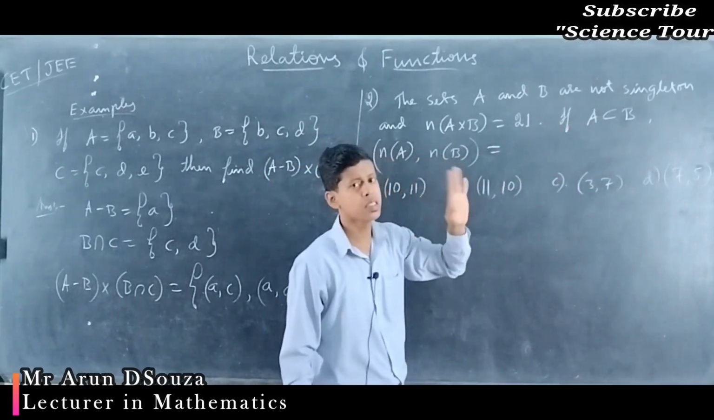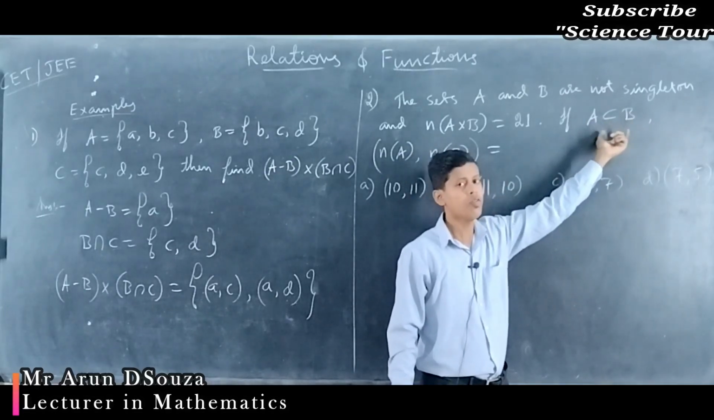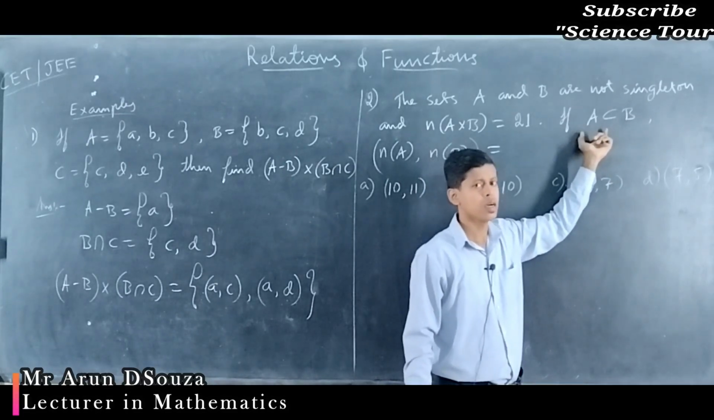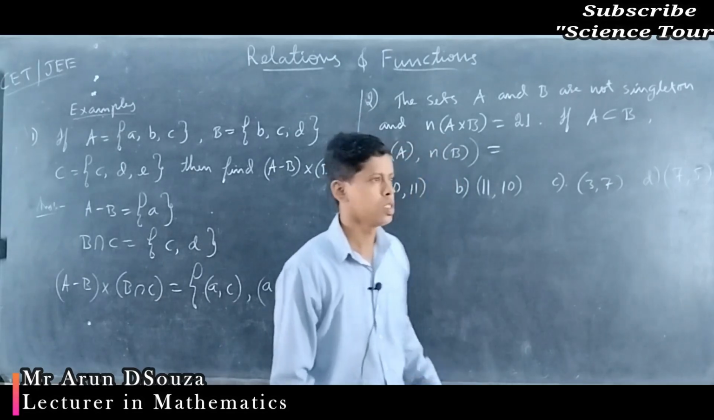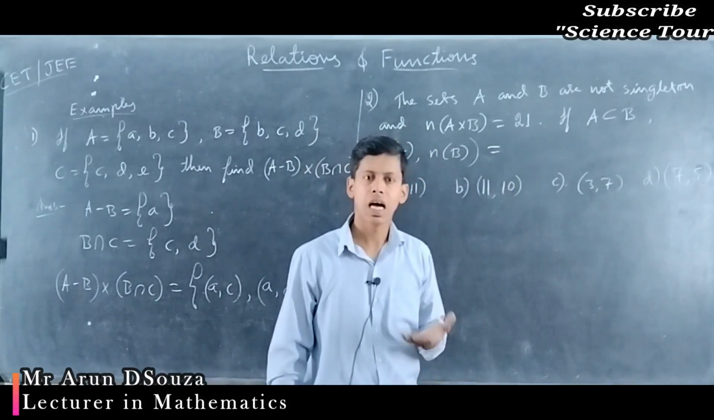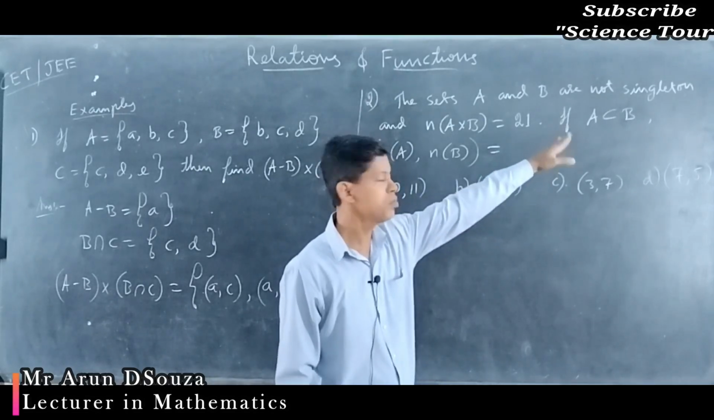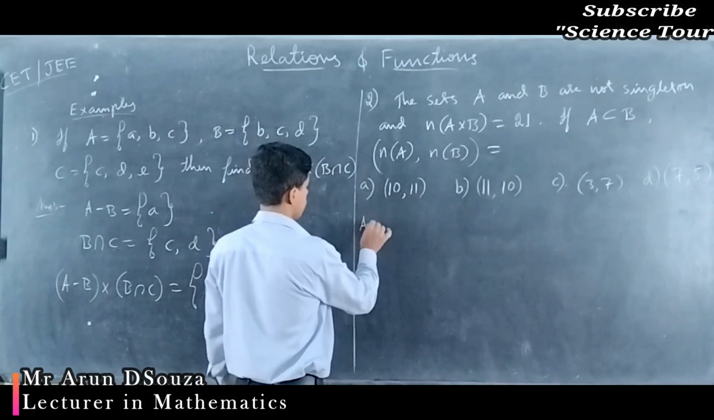What do you mean by A is a subset of B? A is a smaller set than the set B. All the elements of A are found in the set B. So A will obviously have fewer elements than B. So B is the bigger set. Keep that in mind also.